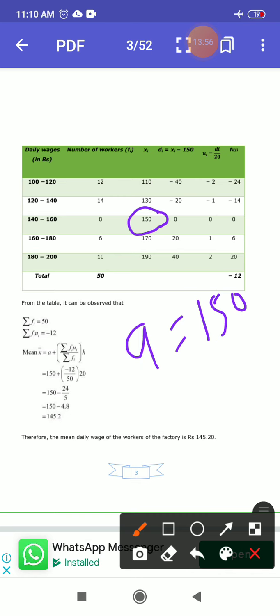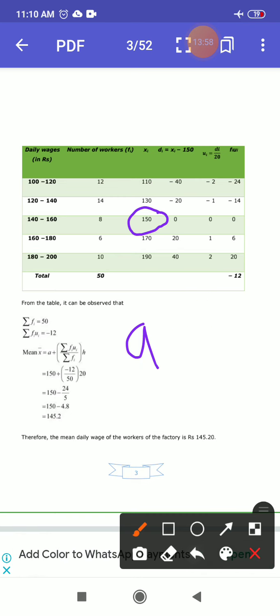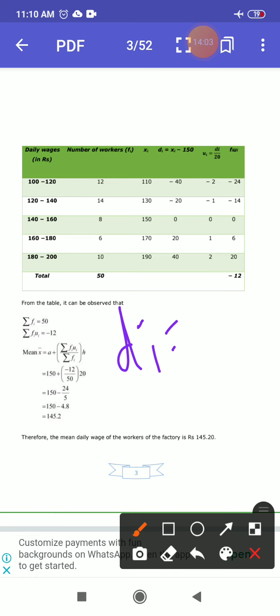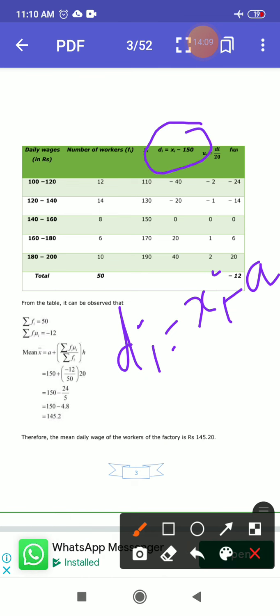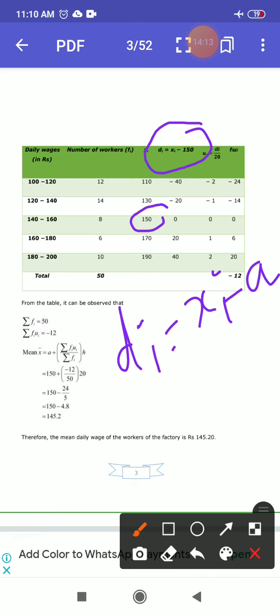तो how to calculate the d_i? तो first of all you have to calculate the d_i. तो d_i is equal to x_i minus a. Okay, तो we have to write this formula. d_i is equal to x_i minus a. This is your value of a. Okay, and then after you have to subtract these things.